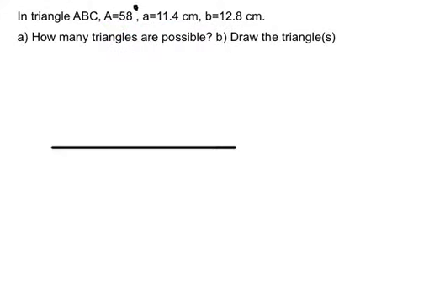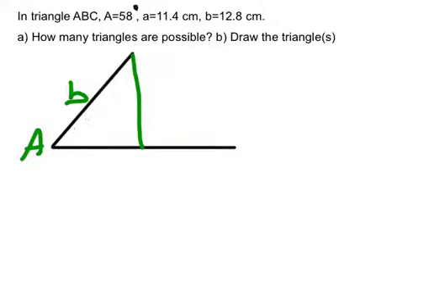What I do is I start to draw it, and I put a horizontal line down, and then I draw my angle of 58 degrees. As I draw that angle of 58 degrees, that's where my A is, and then my side A will be coming off of here somewhere. I don't know exactly where yet. And my side B will be right there. So as I label everything, it will look like this.